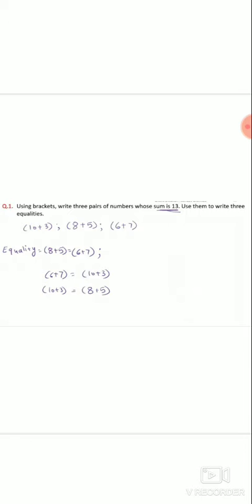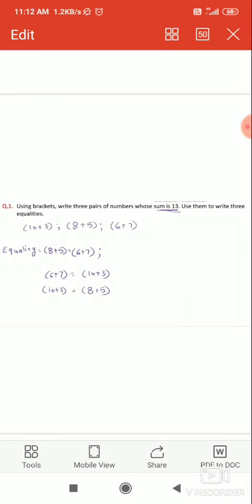Now the exercise, solve exercise 5.7. Question number one: using the bracket, write three pairs of numbers whose sum is 13. Use them to write three equalities. Now the sum is 13. 10 plus 3 equals 13. 8 plus 5 equals 13, and 6 plus 7 equals 13. So this is called the equality. When we write the equality using the bracket, see the equality, 8 plus 5 equals 13, the equals sign shows the equality.